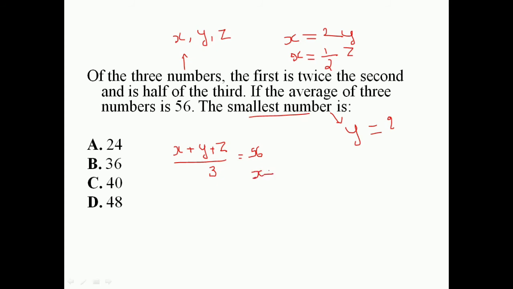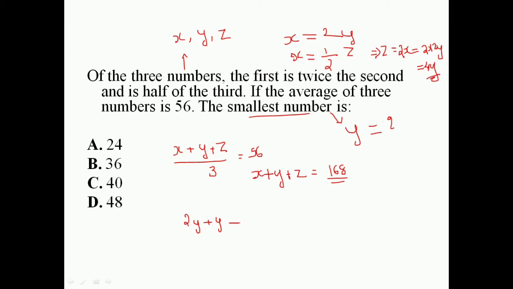Already the average is given, (x plus y plus z) by 3 equal to 56. So x plus y plus z equal to 56 into 3, that is 168. We can convert all the terms of x, y and z in terms of y. Instead of x we can substitute 2y. Since x equal to half of z, z equal to 2x, so x can be converted as 2y, which means z equal to 4y.